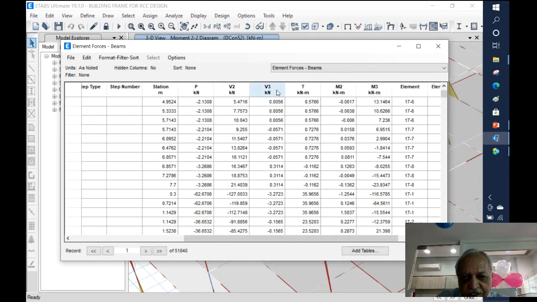So we see that we are this way able to get all the forces in the members which are to be later on used for design purpose. So we say that at this stage we are ready to carry out the design of the structure.